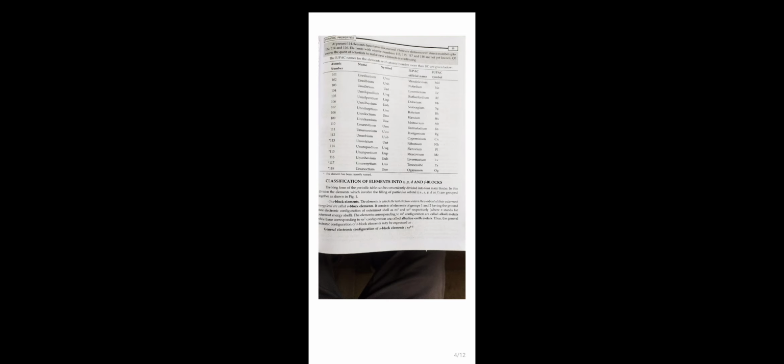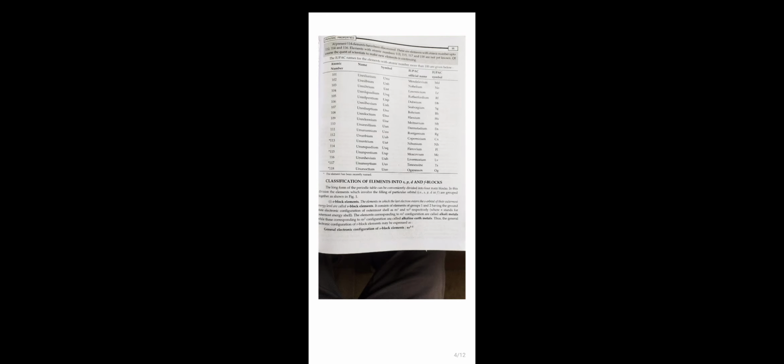Now, classification of elements into s, p, d and f blocks. The long form of the periodic table can be conveniently divided into four main blocks. In this division, elements which involve the filling of a particular orbital, s, p, d or f, are grouped together as shown in figure 1.1.